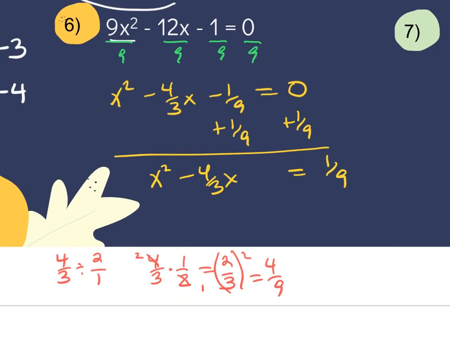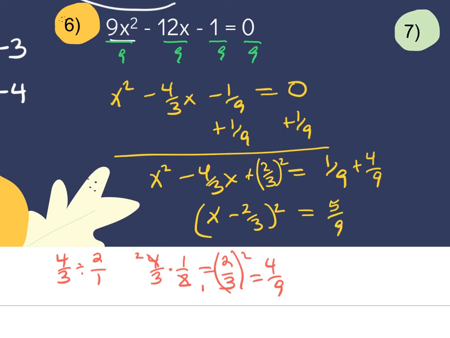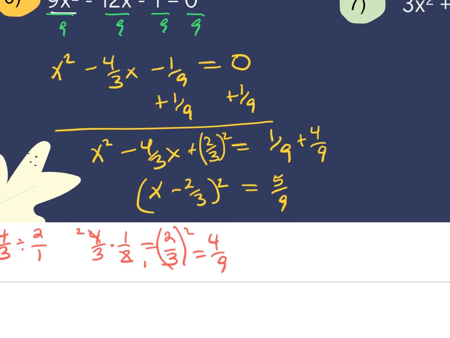So now over here, plus 4/9, but in here I'm going to put the 2/3 squared. I'll factor the trinomial. It factors into x minus 2/3 squared. Add the right side, it's already got a common denominator, so I just do 1 plus 4, and I get 5/9. I now apply the square root method. So I square root and square root, and then I'm left with x minus 2/3.